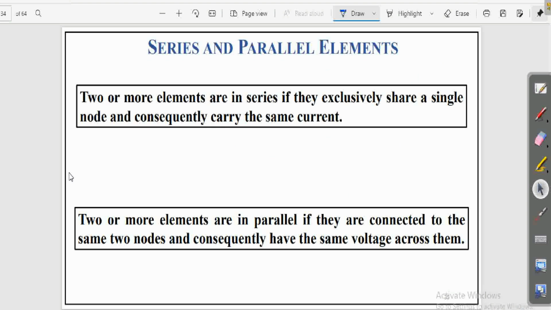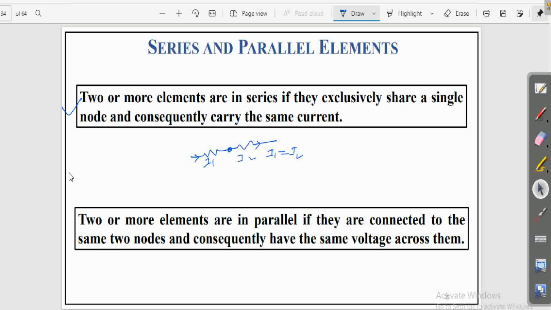Series and parallel elements. Here you need to remember this: 2 or more elements are in series if they exclusively share a single node, and consequently carry the same current. For example, this is an element and this is one more element. It is sharing this node exclusively, so these two elements carry the same current. If I1 current flows here, I2 current flows here, I1 equal to I2.